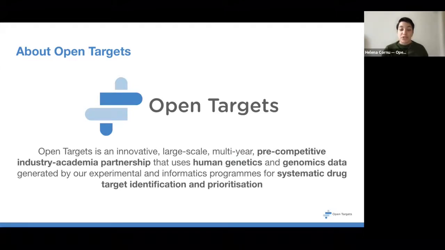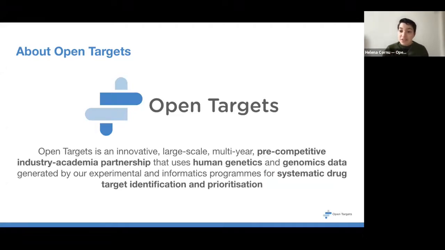So Open Targets was founded to address this challenge by integrating public data that provides evidence to associate a target with a specific disease, and by generating experimental data that supports causal associations between targets and diseases, and by generating foundational understanding of disease biology. So Open Targets is an innovative, large-scale, multi-year, pre-competitive industry-academia partnership, and we use human genetics and genomics to systematically identify and prioritize targets. So don't panic, I know that's a lot of buzzwords, but in the next few slides, I'm going to go through all this and by the end, you'll understand exactly what Open Targets is about.